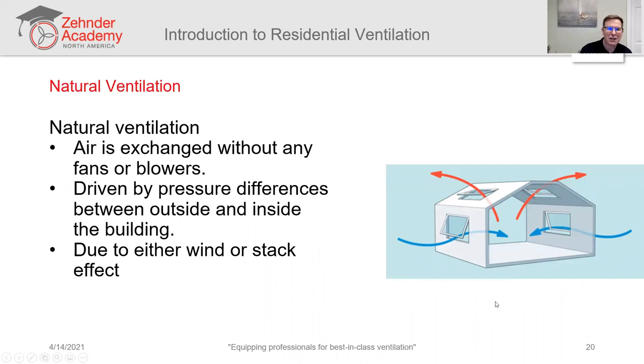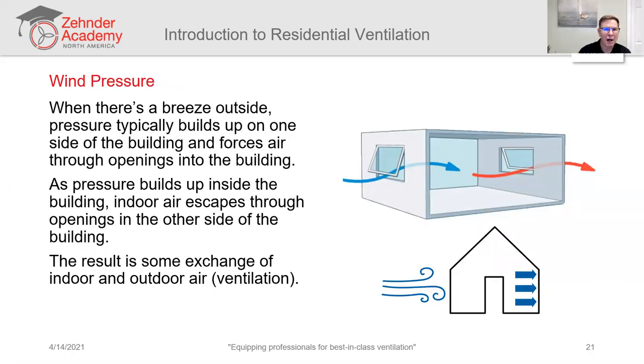So what is natural ventilation? Natural ventilation is air that's exchanged without the use of any fans or blowers. And natural ventilation is driven by pressure differences between the outside and inside of the building. And these pressure differences are usually due to either wind or to stack effect. Wind pressure, I've got three paragraphs here, which seems ridiculous. The wind blows, if the windows are open, air comes in and goes out the other side. So that's how you get that ventilation.